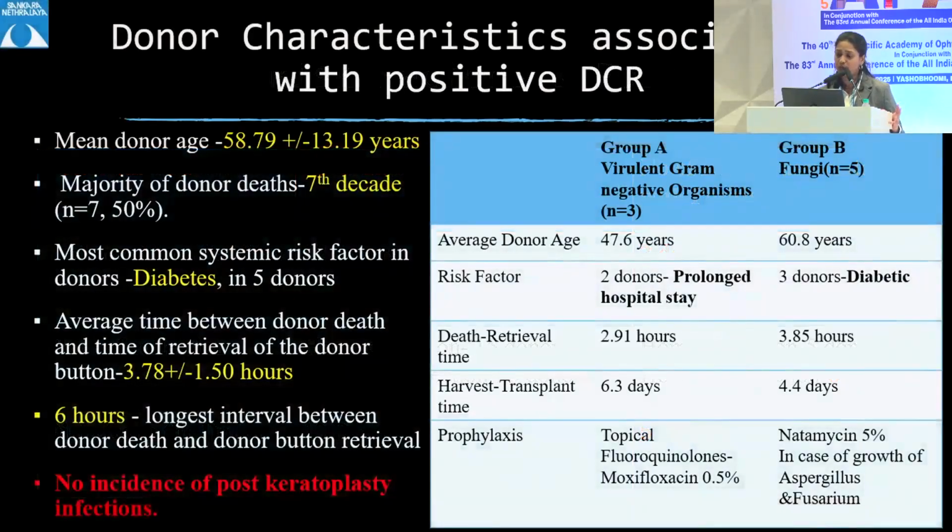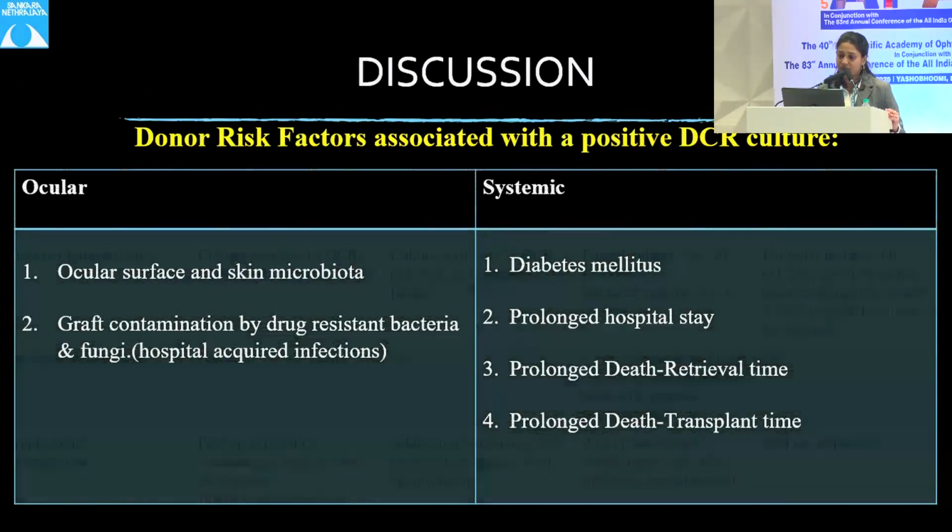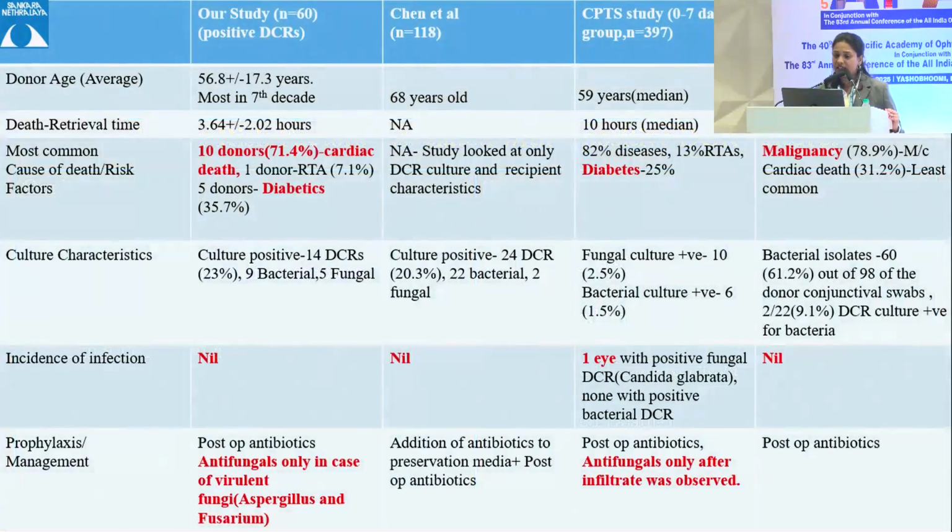And we also grouped the organisms as virulent and gram-negative, wherein the risk factor was a prolonged hospital stay, and they were given prophylaxis with topical fluoroquinolones post-operatively. And in the second group of fungi, the donors had diabetes, and we also gave natamycin prophylaxis post-op since the patients were also single-eyed.